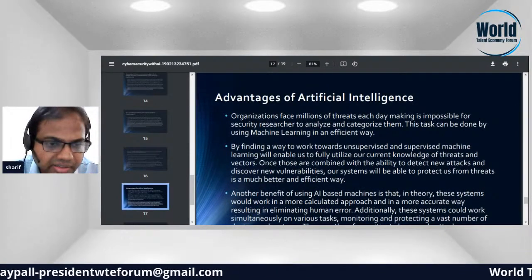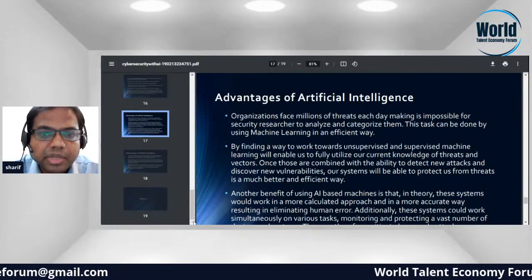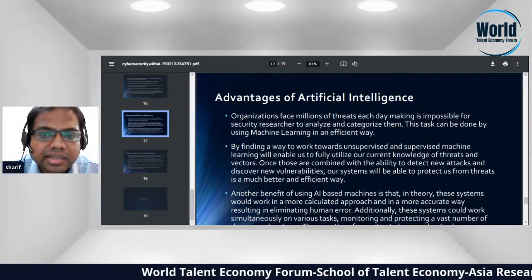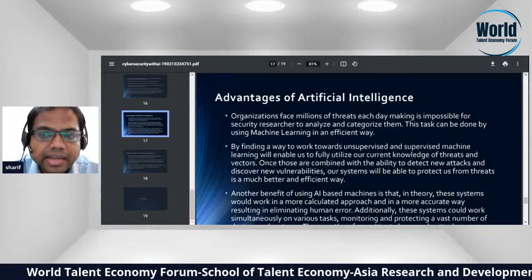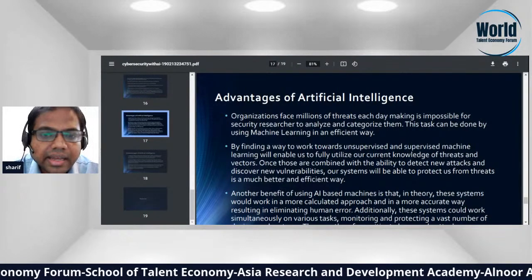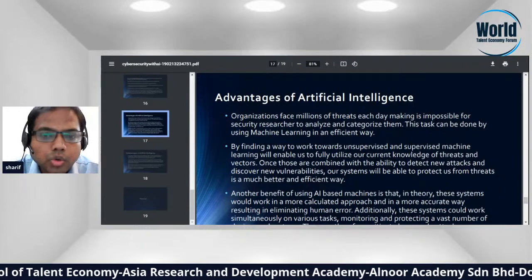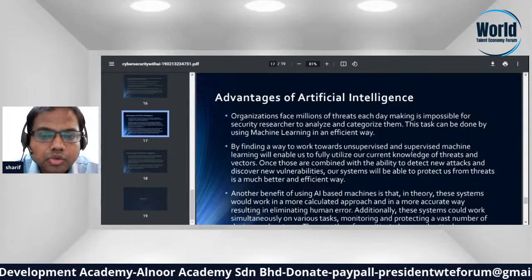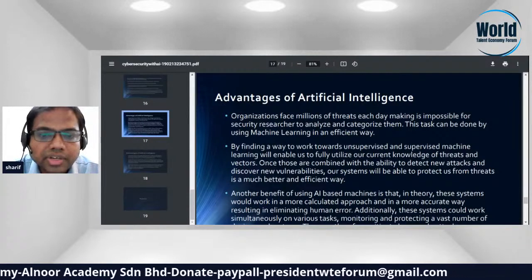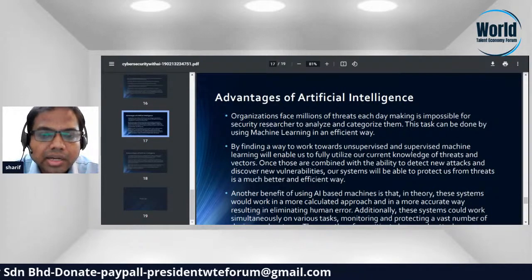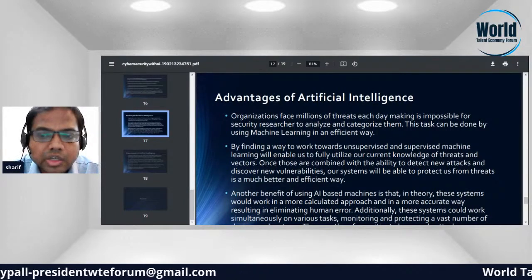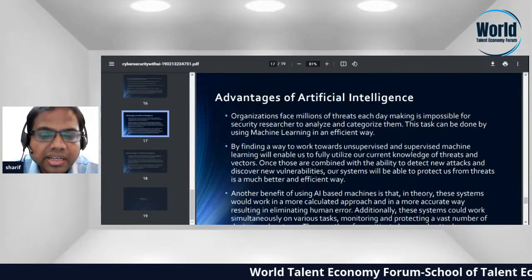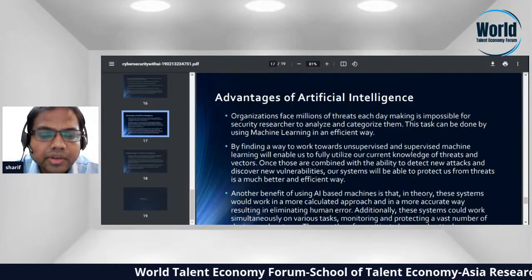Advantages of artificial intelligence. Organizations face millions of threats each day, making it important to research, analyze, and categorize them. The task can be done in an effective way using machine learning. By finding a way to work together, unsupervised and supervised machine learning will enable us to fully utilize our current knowledge of threats and vectors. Once those are combined with the ability to detect new attacks and discover new vulnerabilities, our systems will be able to protect us from threats in a much better and more effective way.